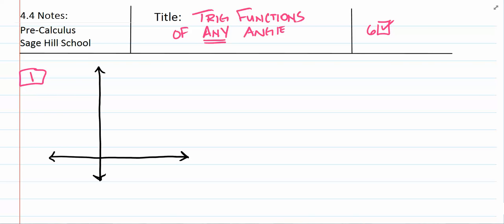So here's what I'd like to do. I'm going to draw an angle for you, and we're going to pretend. Let's call it 150 degrees. Okay, so let's call this theta at 150 degrees. Easy enough?